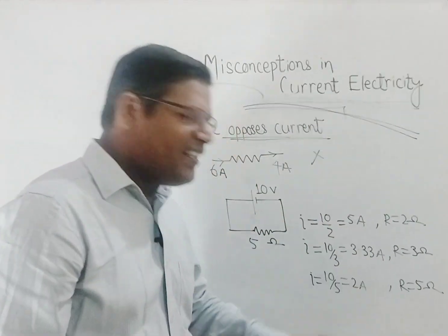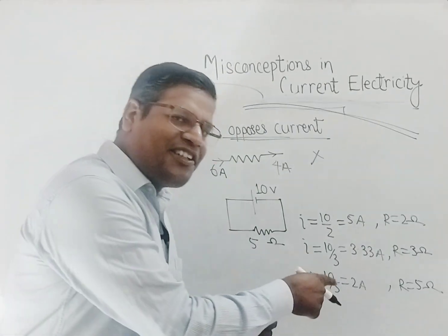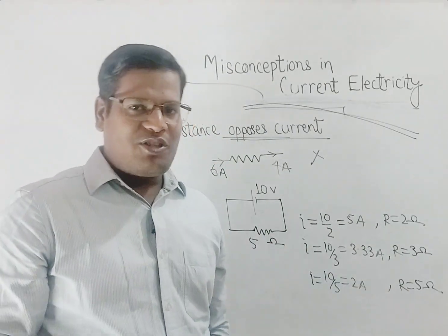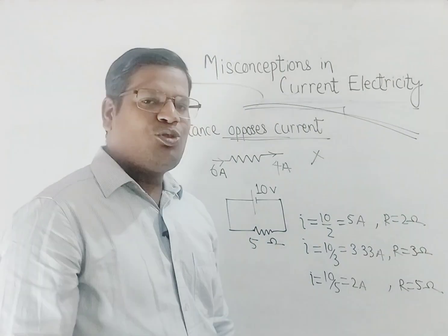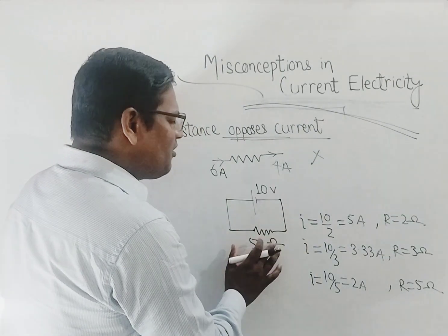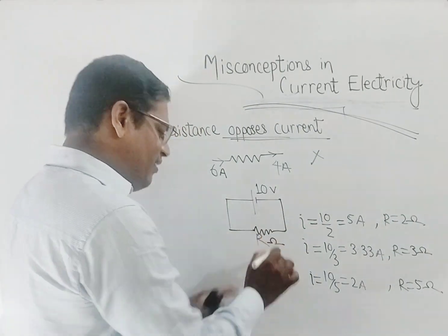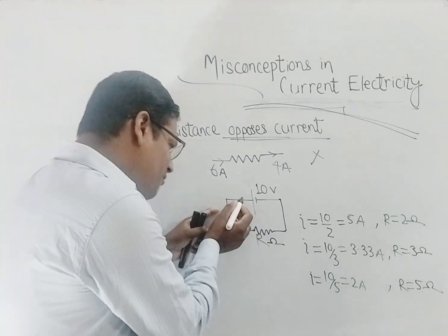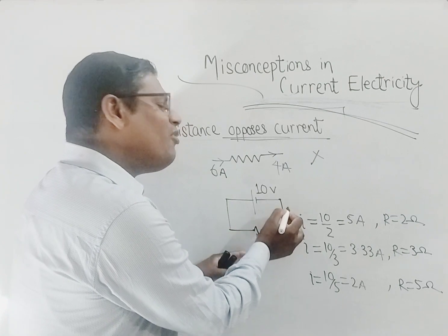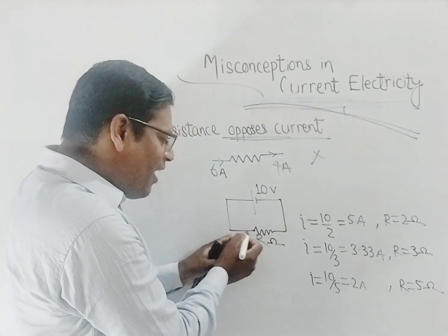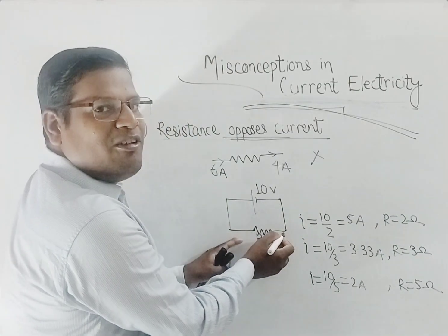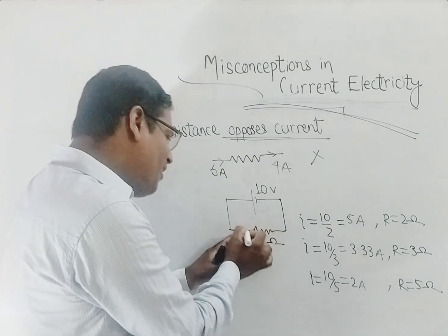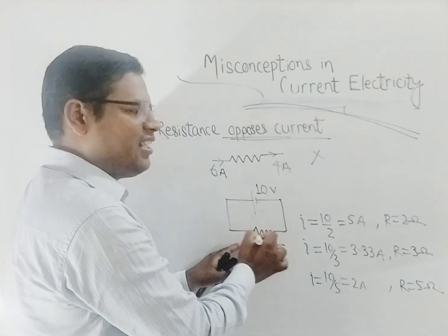And in all these cases, the same current enters through the resistor and the same current comes out. When the resistance is 2 ohm, the current flowing through the circuit is 5 ampere. That means 5 ampere current enters here, and 5 ampere current only goes out here. It's not that 5 ampere current enters and a value less than 5 comes out from here. No, the 5 ampere current keeps on flowing in this circuit.